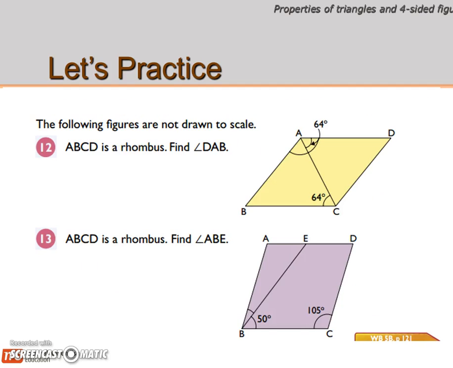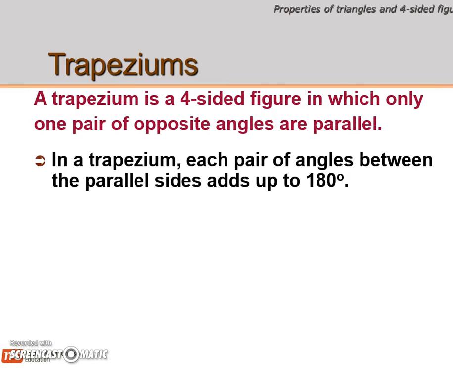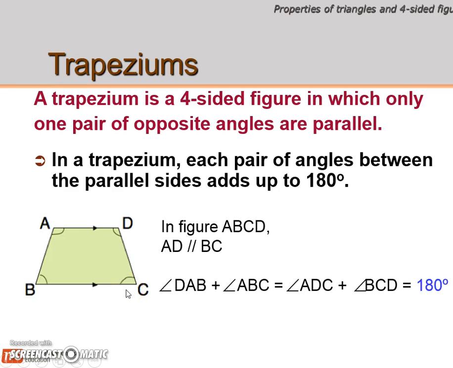These two pages. Now I'm going to move on to trapezium. What is a trapezium? A trapezium is a four-sided figure in which only one pair of opposite sides is parallel. In a trapezium, each pair of angles between the parallel sides adds up to 180 degrees. There is no such thing as the angles being the same. The only thing is the parallel sides. Can you see it's parallel? This and this add up to 180, and this and this also add up to 180 degrees.